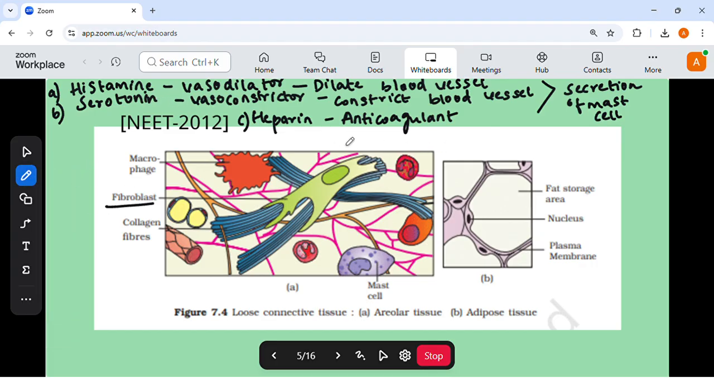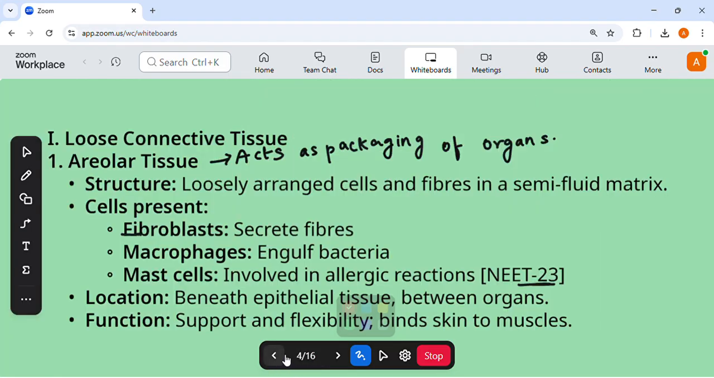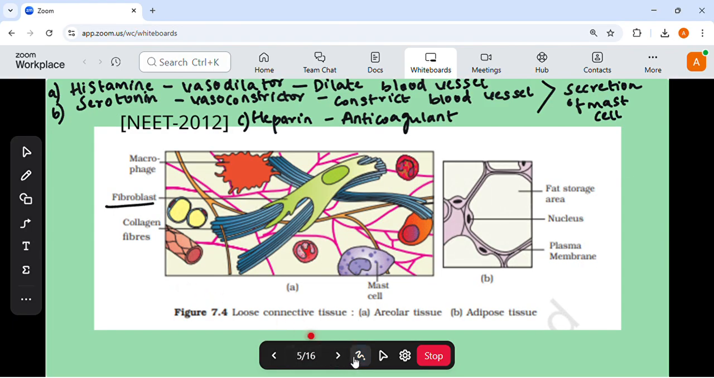Serotonin, vasoconstrictor, heparin, anticoagulant. Okay. Then it is found beneath the epithelial, between the organs. Function is support, flexibility, and binding skin to the muscles. We can see here the other cells, not cells, basically the fiber. So this fiber is nothing but the collagen fiber, which is seen in bundles.